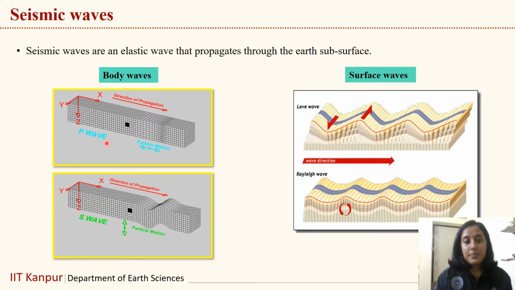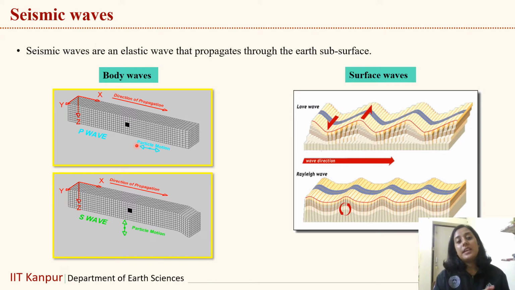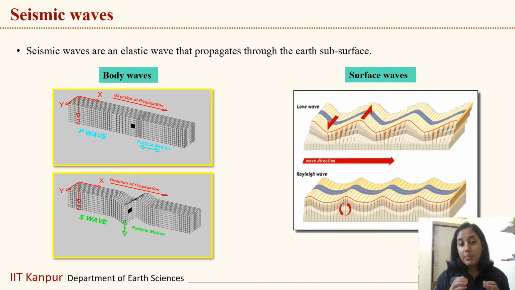Here you can see in this figure that for the P wave the particle motion is in the horizontal direction, where the wave causes compression and dilation. And for the S wave it's completely different. Here the particle motion is in the vertical direction.